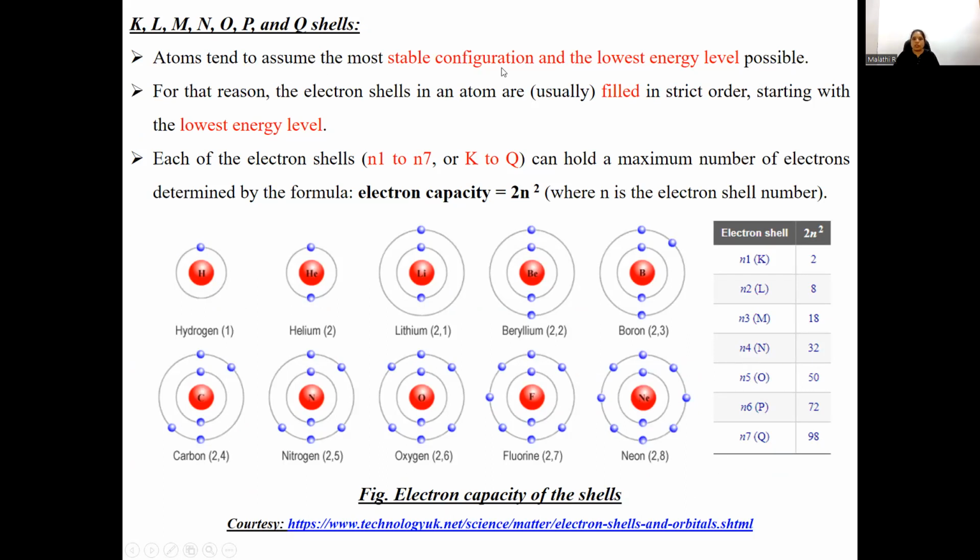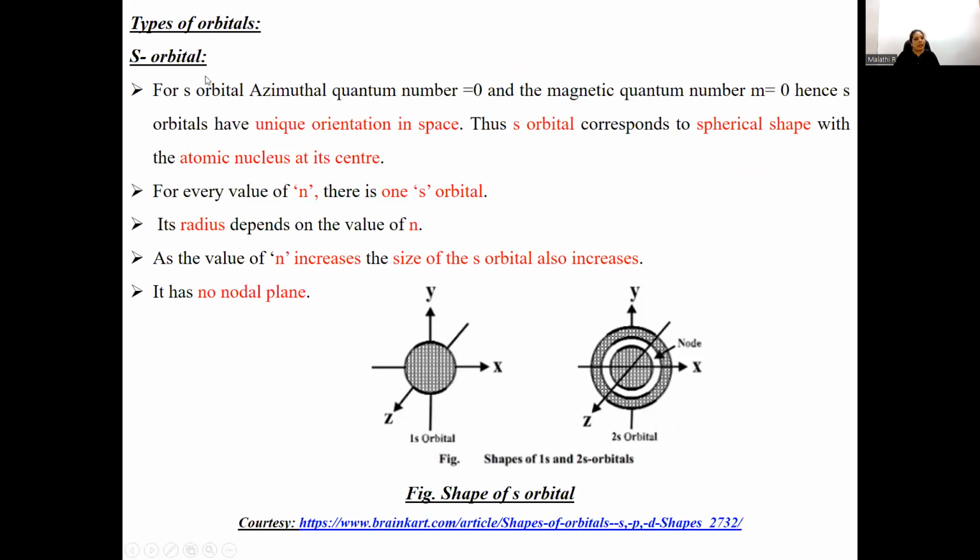Atoms tend to assume the most stable configuration and the lowest energy level possible. For that reason, the electron shells in an atom are usually filled in a strict order, starting with the lowest energy level. Each of the electron shells n=1 to n=7, or K to Q, can hold a maximum number of electrons determined by the formula 2n², where n is the electron shell number. So n=1, which is the K shell, has 2n², so it will have 2 electrons. For n=2, 2n² gives 8 electrons, which is contributed. Types of orbitals.